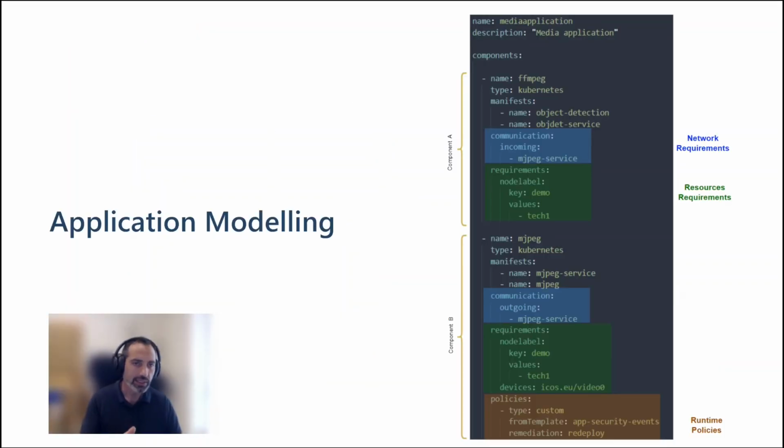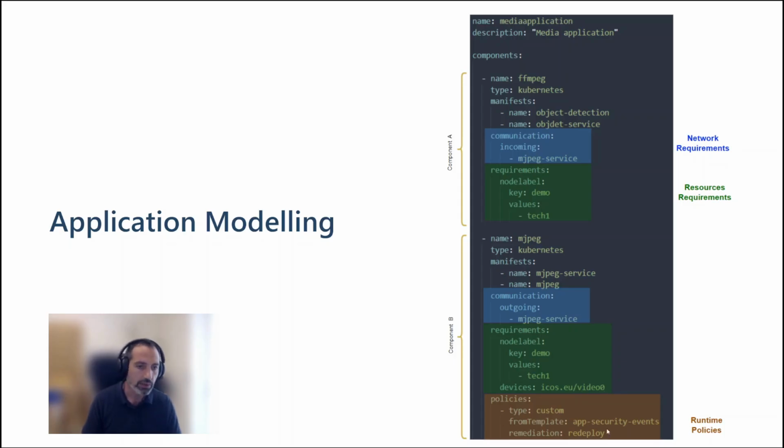This plan is translated in ICOS by writing this application descriptor, which is a file that is the input for ICOS to know how to manage the applications that are deployed. So we have the definition of the two components. We have the requirements for the network connectivity between the components. We have requirements for the nodes, for the selection of the nodes, that can be based on some labels, but also, like in this case, on the availability of some devices. So here we are telling ICOS to deploy this component on a node which has a camera available.